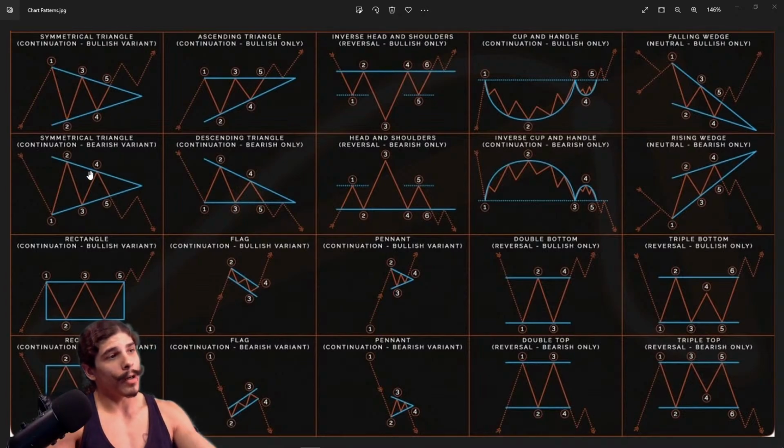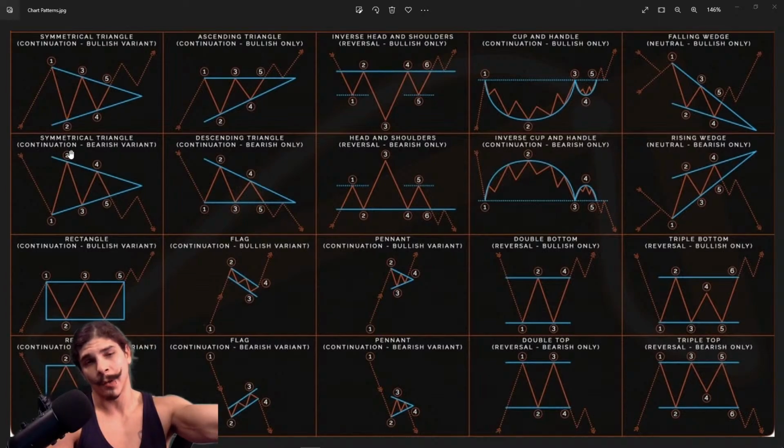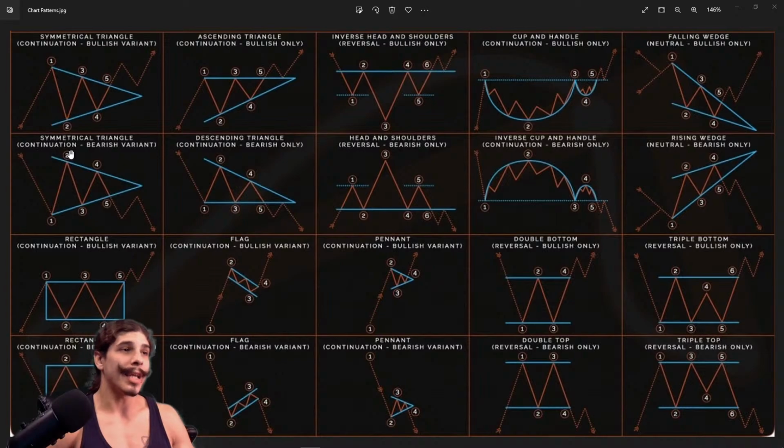Okay, so the title of this triangle is a symmetrical triangle, but I want to point out that we can use asymmetrical triangles as well, and I'm going to point out a couple different examples.